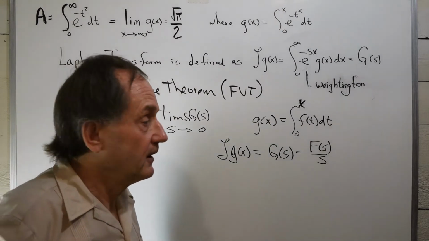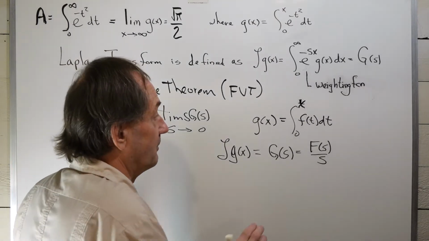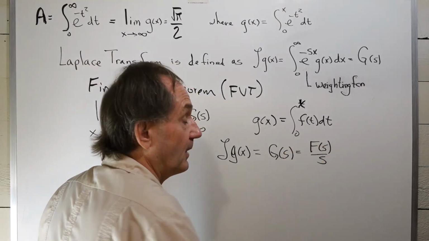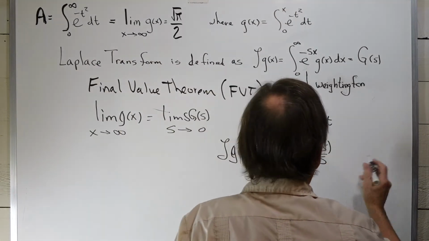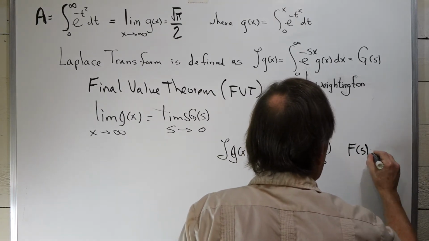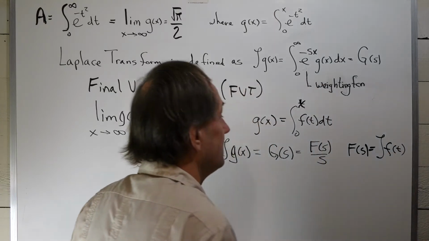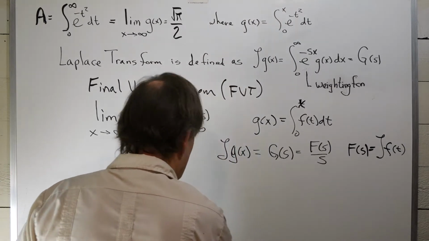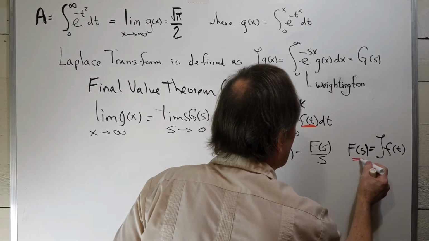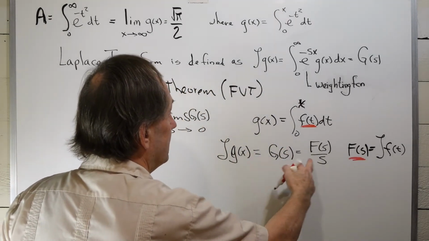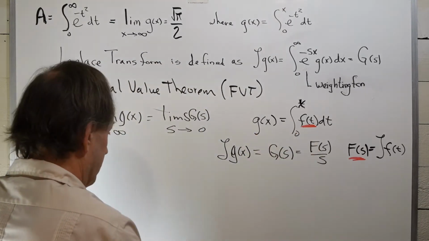So whenever we have an integral and we take the Laplace transform, all we have to do is know the Laplace transform of the integrand and divide by s. Where now F of s is the Laplace transform of f of t, the integrand. We take the integrand, we determine its Laplace transform, divide by s to get the Laplace transform of the integral of f of t.